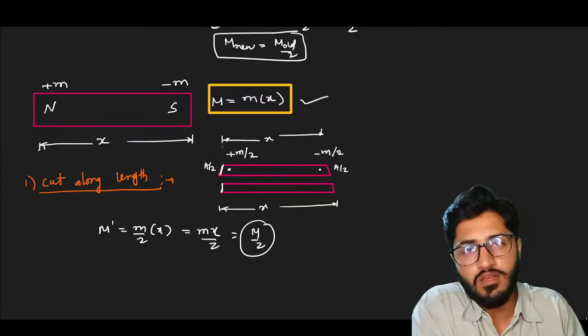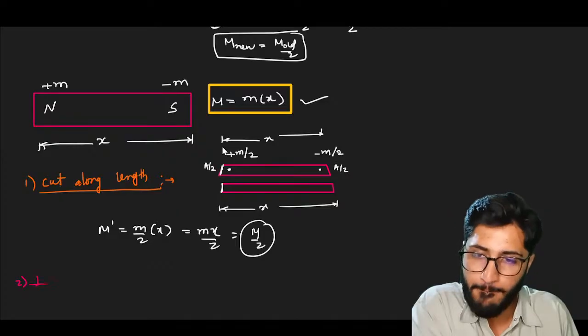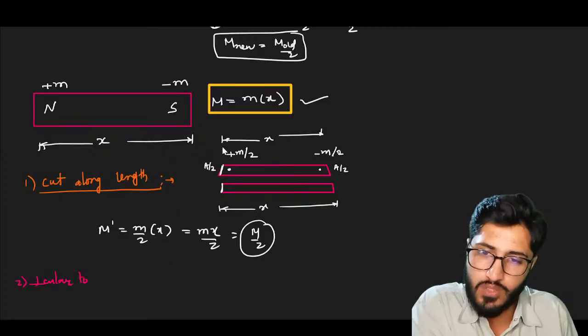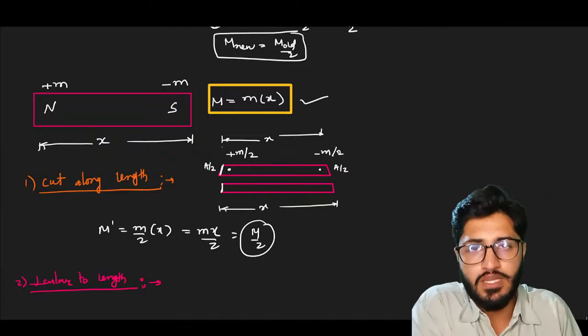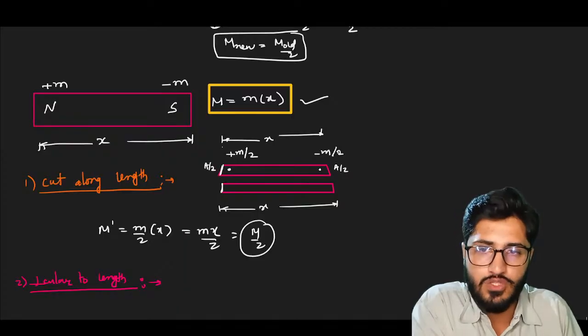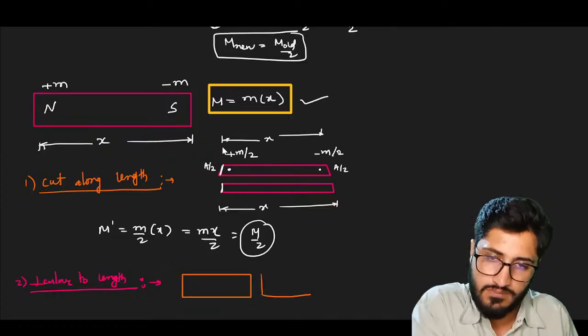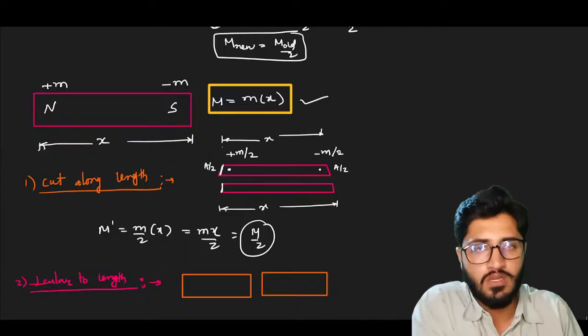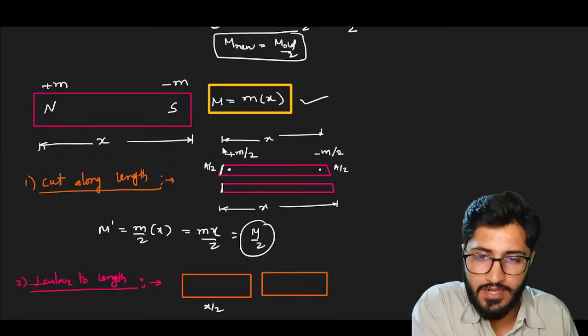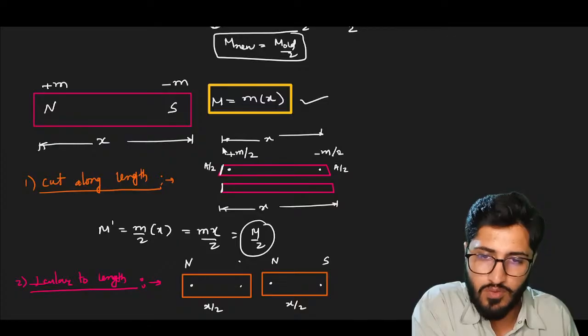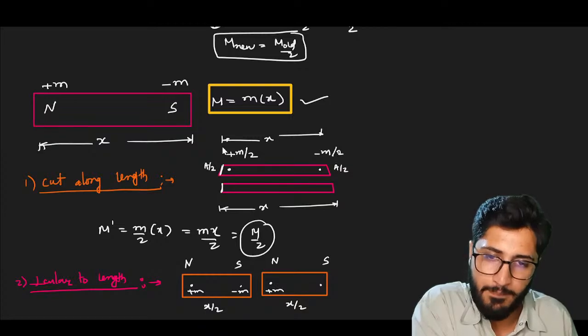Okay. Second case is if you are cutting it perpendicular to length. Perpendicular to length means that if we are having it in this way, look now. I guess you can see now. Now length gets divided. If it is north pole, south pole, so automatically this will become a north pole and this becomes a south pole. Okay. This is plus M, minus M, plus M, minus M.